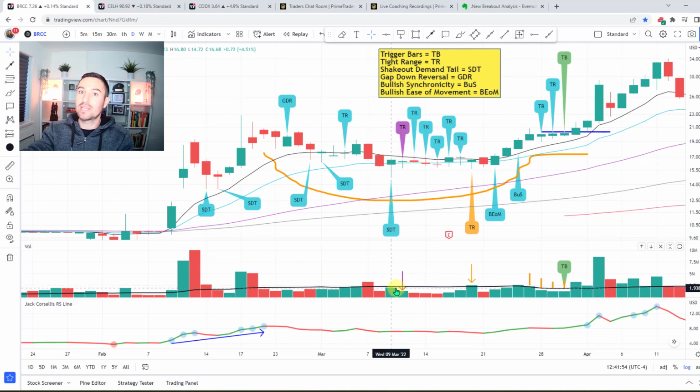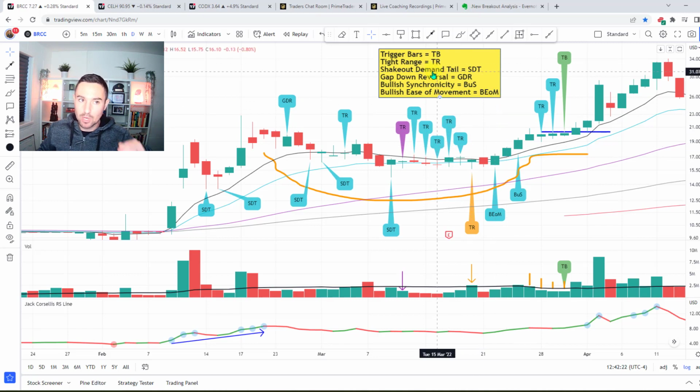Why? Especially if it's shaking out underneath a key moving average, say the 21 EMA or the 50 SMA. Why do you want to see the low volume? Because the intention of these shakeout demand tails is to shake out weak hands. But if there's very little relative volume, what is it telling you in terms of how much supply is there? It's telling you there is not much supply there. So then if a subsequent pivot point sets up, you get a couple of tight range bars coming through, you get a trigger bar coming through, that could indicate a very high quality setup if you've seen the cup and handle, the VCP, the flag, and so on and so forth form as well.